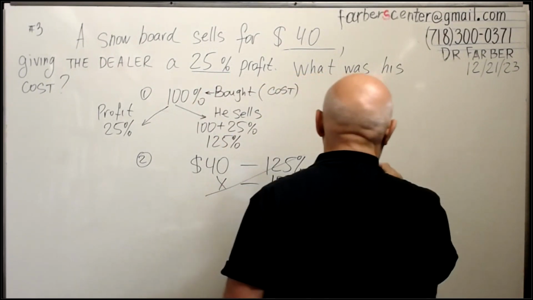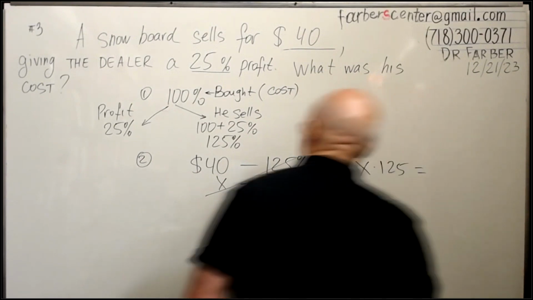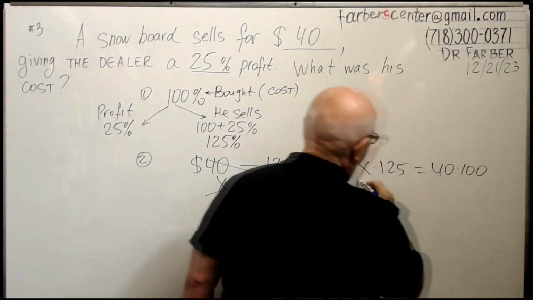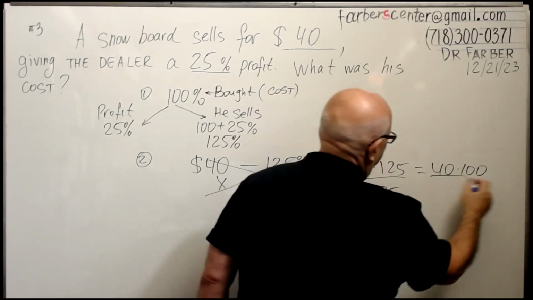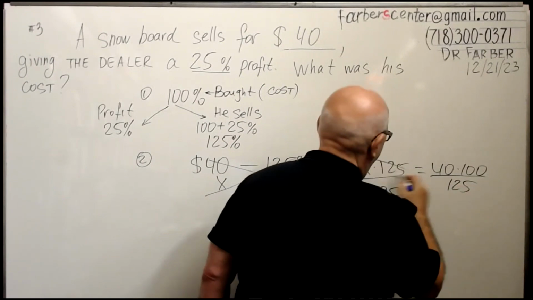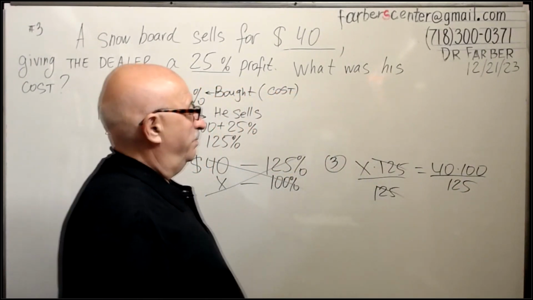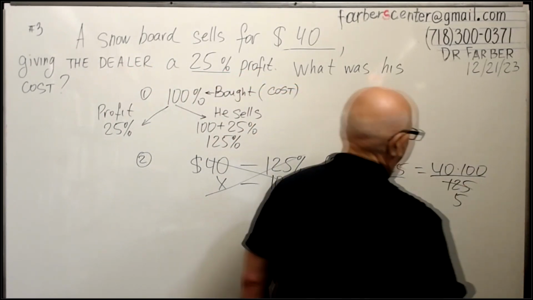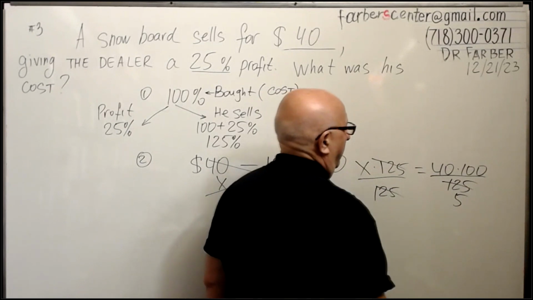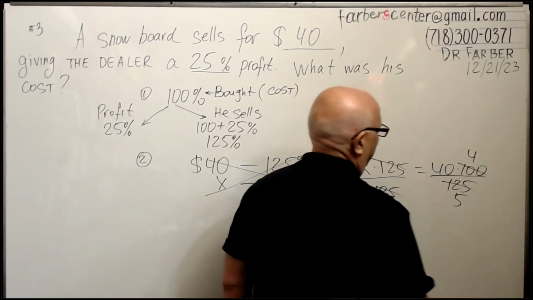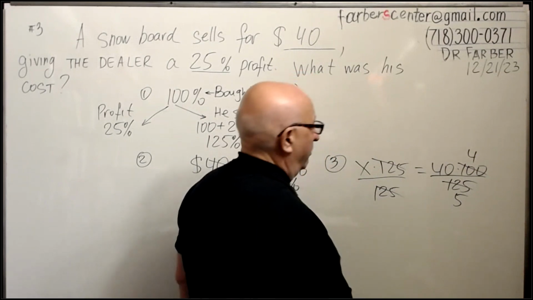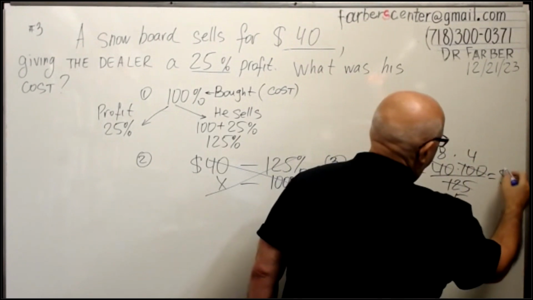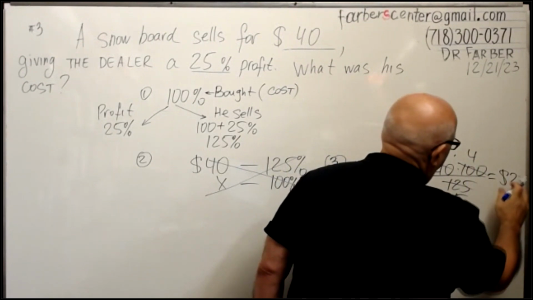That's why in step number 3, cross: x times 125 equals 40 times 100. Divide both parts by 125. 125 divided by 25 is 5. 100 divided by 25 is 4. 5 goes into 40 8 times. 8 times 4, $32.